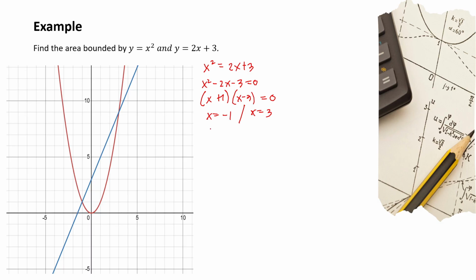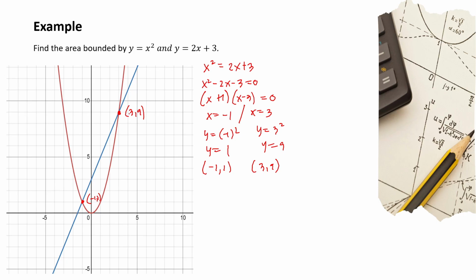So when x is equal to negative 1, y is equal to negative 1 squared, y is equal to 1. When x is equal to 3, y is equal to 3 squared, y is equal to 9. So the ordered pairs of the intersection are negative 1, 1 and 3, 9. So this is the intersection.